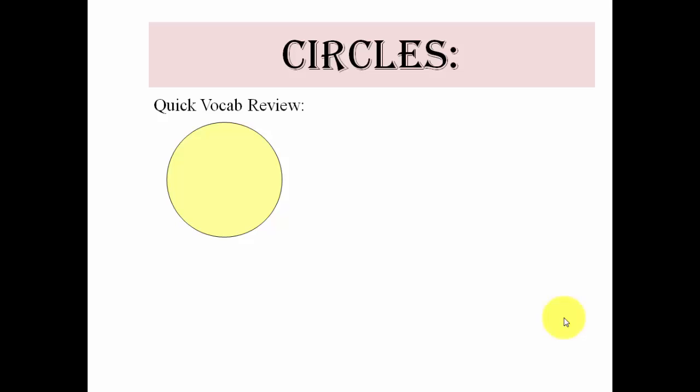The final figure we're going to talk about is circles. So circles have a little bit of vocabulary going with them. A line that goes straight through the center and touches the endpoints of the circle is going to be a diameter, and a line that goes from the center to the outside is going to be a radius. Remember, a radius is always 1/2 of a diameter.